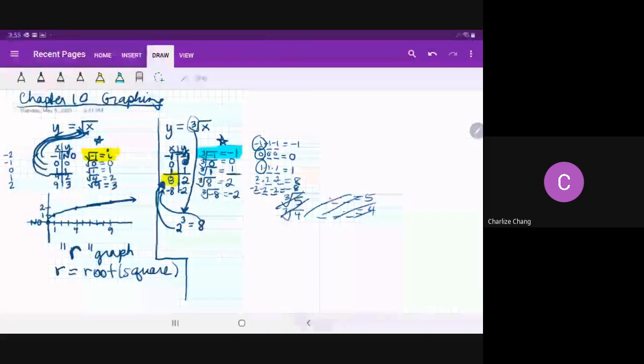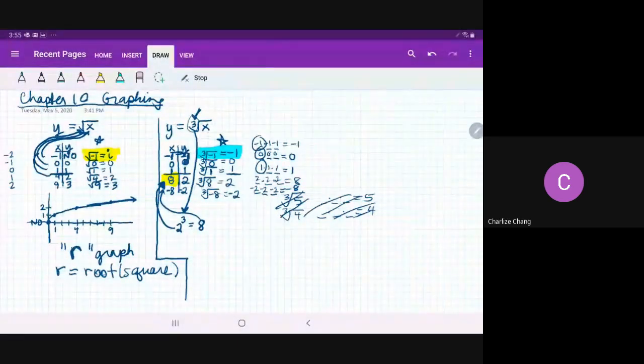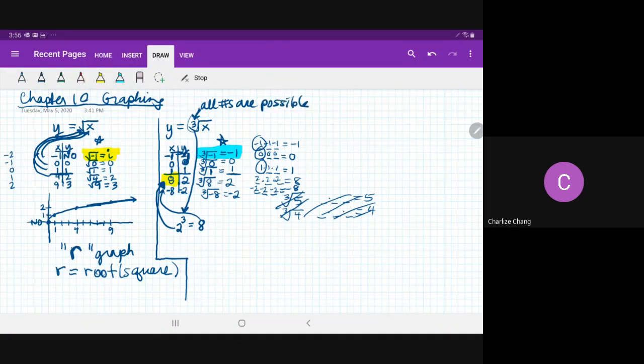So if it's a cube root, all numbers are possible. Okay, I'm gonna highlight that in blue. But if it's a square root, I'm gonna highlight this one in yellow. If it's a square root, you're only allowed to pick positive numbers. And that's why I wrote no in the negative section.